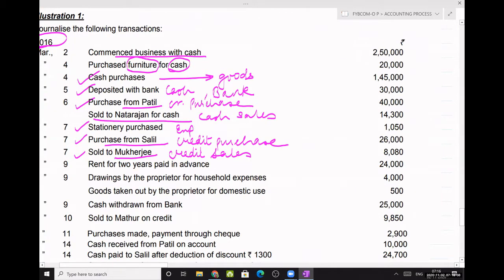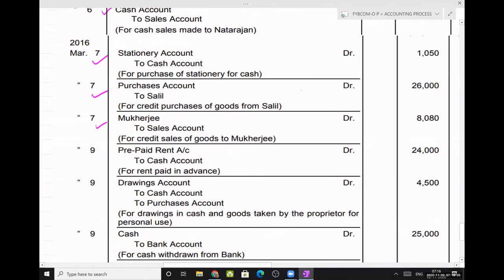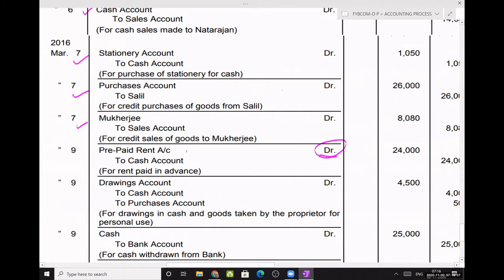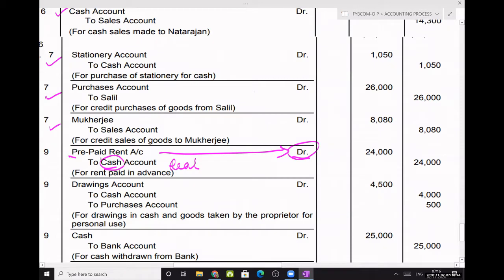Next, rent for 2 years paid in advance. Rent is paid in advance, so this is known as prepaid rent. Prepaid rent is an asset. Assets are debited. To cash. What is going out when you are giving rent in advance? Credit what goes out. Cash is going out, a real account. Which rule applies to the prepaid rent account? Personal.